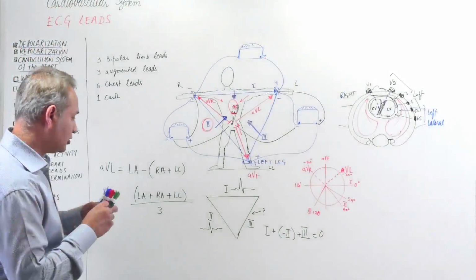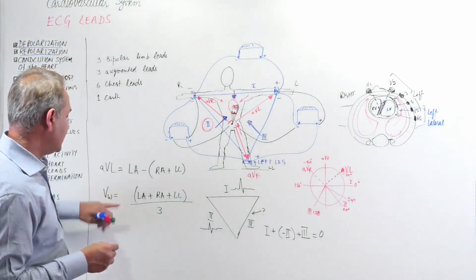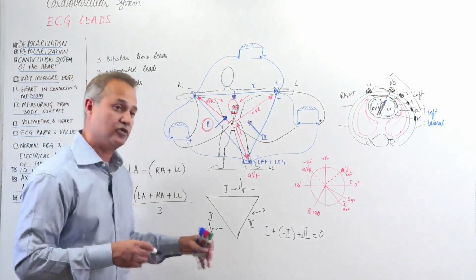So just very quickly, the math for the augmented lead, Wilson's lead and the Einthoven's triangle.